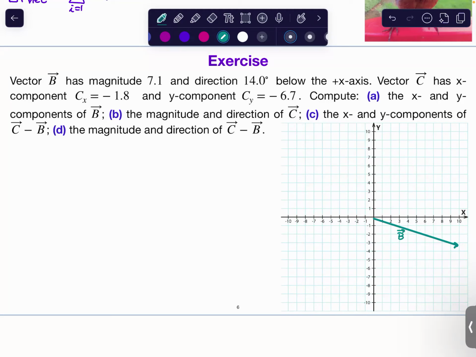Now we're going to have a displacement, a vector C, that has x component negative 1.8 and y component negative 6.7. What quadrant? Negative, negative, so 3. It has a larger y component than x component, so it's going to go more down like this.